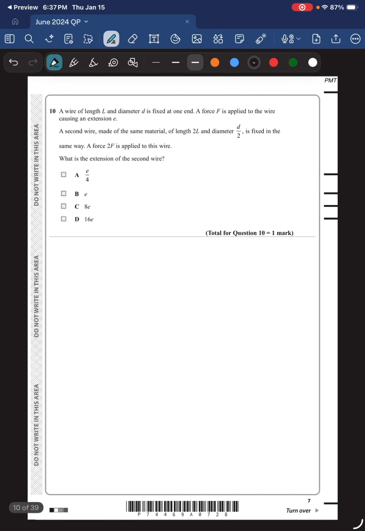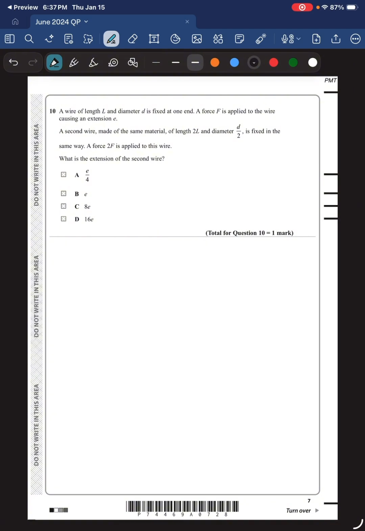Let's move on to question 10. A wire of length L. This is another question that is irrelevant to people taking the international A-level exam. Actually, it might be relevant to people taking Unit 1 at the AS level, okay? The international AS level. But anyway, let's move on.